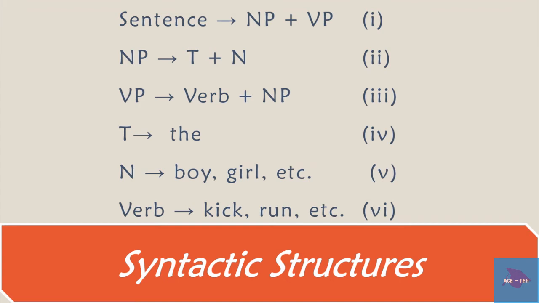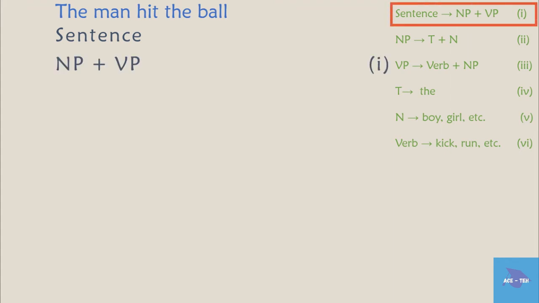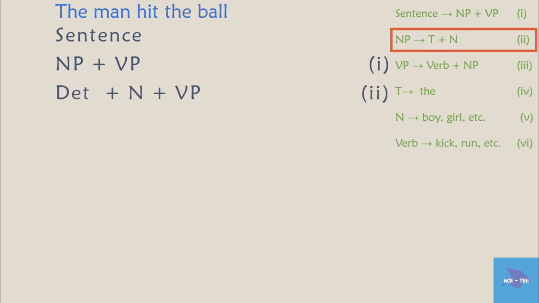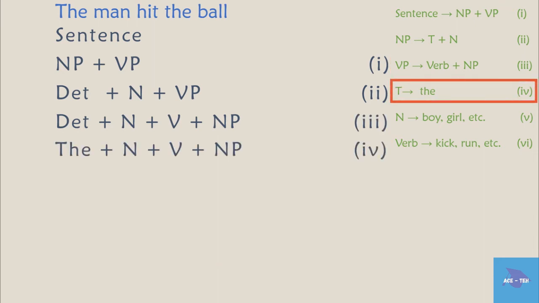Let's take Chomsky's own example and see the rules. Let's keep Chomsky's example in hand. The man hit the ball. So here we have the sentence. Now, as per the rule 1, a sentence consists of a noun phrase and a verb phrase. Now, this corresponds to rule number 1. The noun phrase can be written as determiner plus noun plus verb phrase, which is derived based on the second rule. Likewise, see how the rules are written here based on Chomsky's general example.